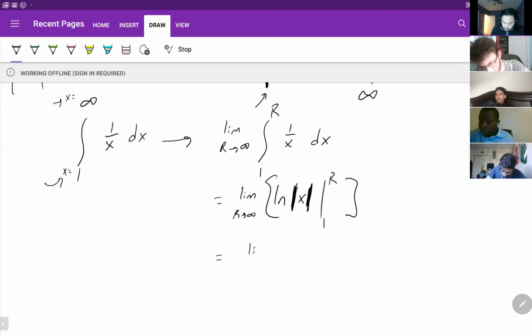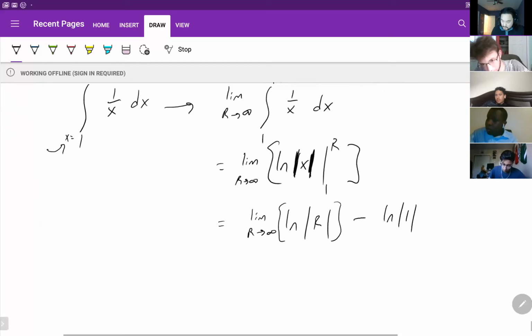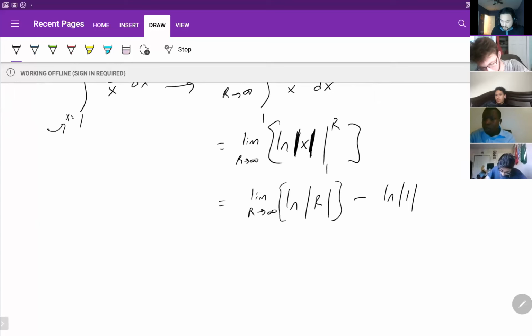I get the limit as r goes to infinity of ln of absolute value of r minus the second piece, which does not need the limit because it's only dealing with 1. So this becomes ln of absolute value of 1. You guys see that? The ln of 1 doesn't have an r in it, so the limit's not going to affect it. It's only going to affect this first piece. So watch what happens. ln of 1, hopefully you guys know, is 0. But now we have a limit to compute here.